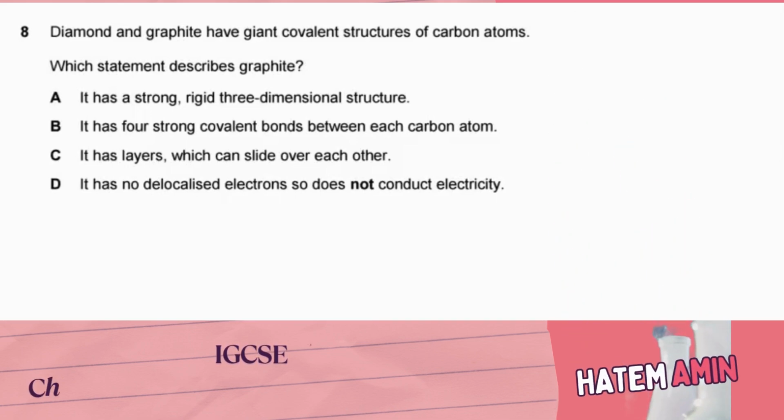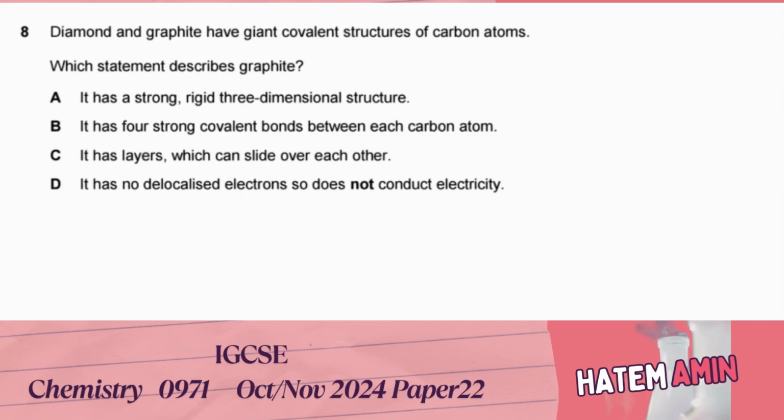The question is, diamond and graphite have giant covalent structures of carbon atoms. Which statement describes graphite? It has a strong, rigid three-dimensional structure. Of course, no, it's not strong, not rigid, not three-dimensional. It has four strong covalent bonds between each carbon. No, graphite has just three covalent bonds between the carbons, and one electron in each carbon is a delocalized electron. So the second option is not correct.